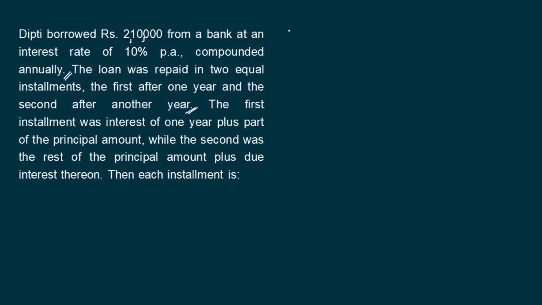Then each installment is... Whenever money is borrowed at compound interest and we are paying it off in equal installments, the easiest way out is to use this particular present value format. Loan amount equals summation of installment upon (1 plus i) to the power x, where x equals 1 to n, if it is being repaid in n equal installments.